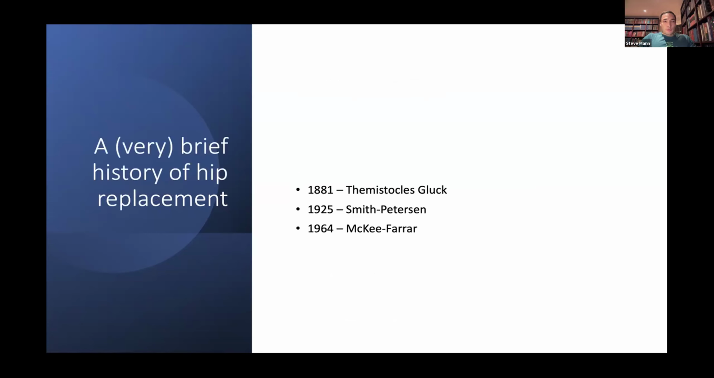So to talk about hip replacements, I wanted to spend just a couple of minutes and go over the history of it. I am, in fact, a giant nerd, and I think it's important to understand some of this background as we talk about modern hip replacement implants.